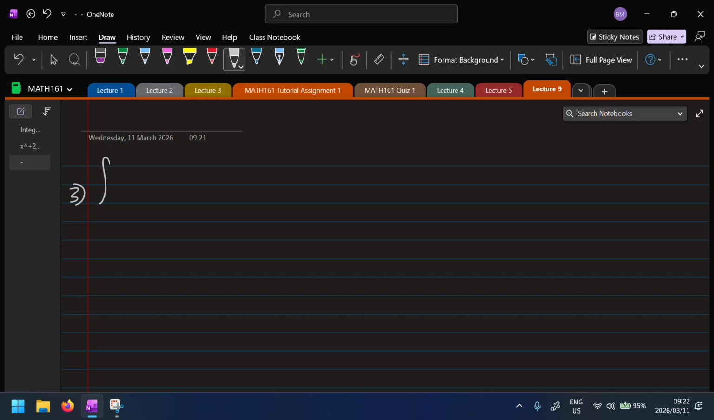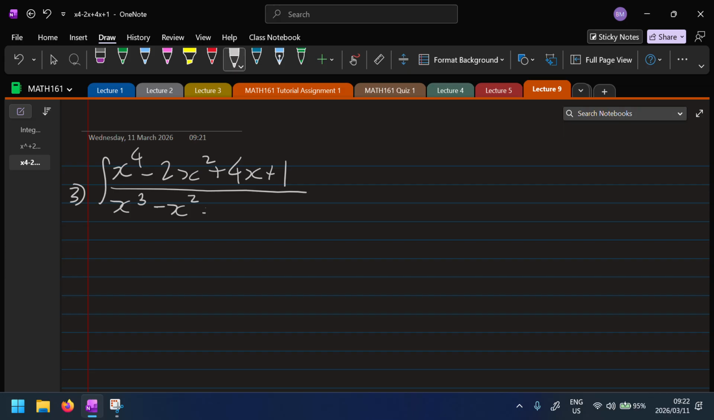Okay, so here we have the integral of x to the 4 minus 2x squared plus 4x plus 1, over x cubed minus x squared minus x plus 1. And again, I keep telling you that's step 0. Here we're going to have to do that step 0 because the top part is degree 4. The bottom part is degree 3. The top is not less than the bottom. So we have to do the step 0 before we get to the step 1 from the previous ones. So here, step 0: polynomial long division.